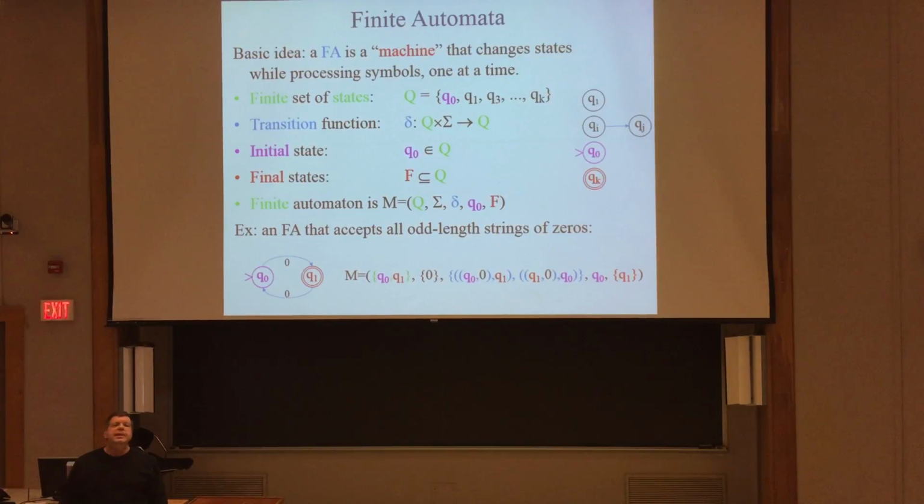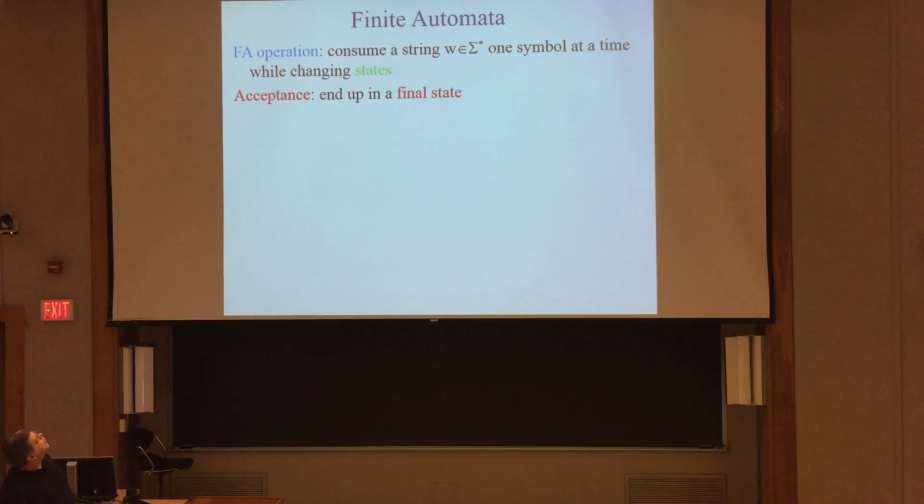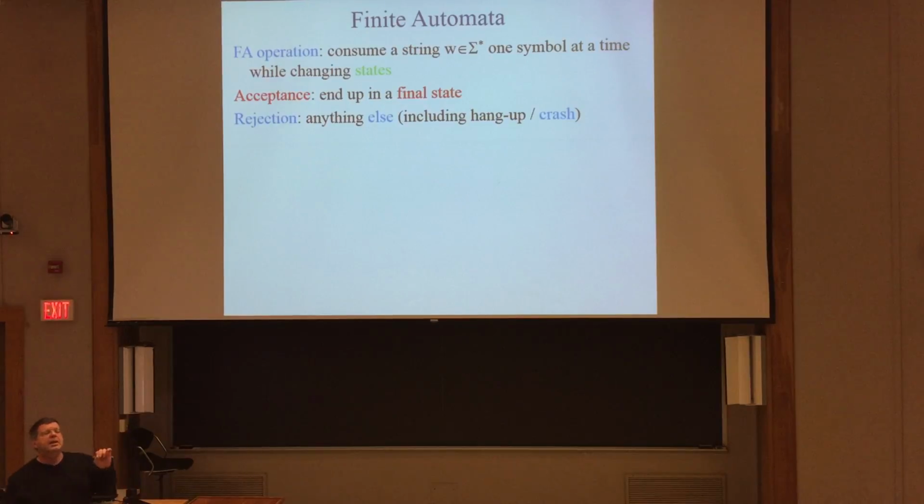Yeah. What do you mean by accepts? Accepts. So we're about to define that in the next slide. Very good question. So the finite automata consumes an input stream, one symbol at a time, and changes states. And it accepts if and only if it ends up in a final state at the end of all these transitions, after it processes the entire input beginning to end. So that's what we mean by accept. And rejection is everything else that's not accepted.